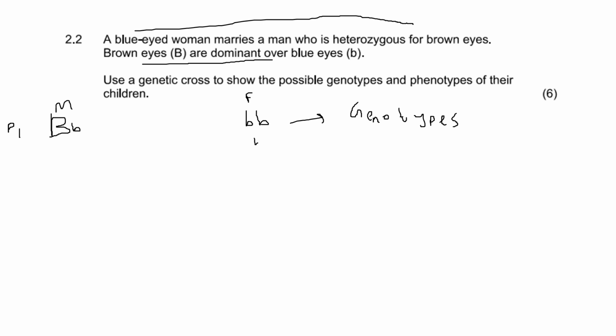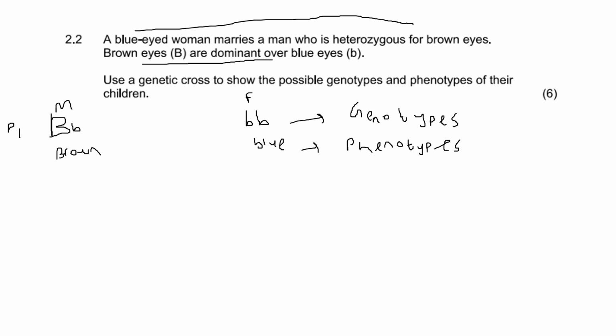That's blue-eyed there, and then this one we know it's brown. Those are the phenotypes of P1, or the parents. Okay, so we've got that as our phenotypes.